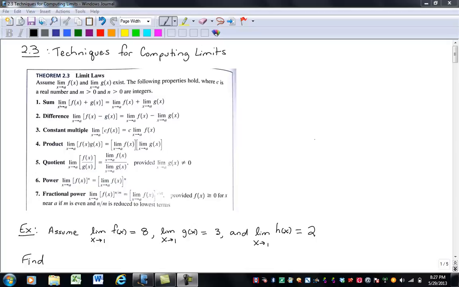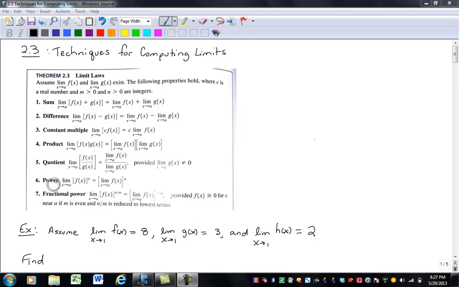You can take the limit where you add things. You can take the limit around where you subtract. If you multiply a function by a number, you can take the number outside the limit. Just take the limit of the function. If you take the product of two functions, you just multiply the two limits. The quotient of two functions, you divide the two limits. Now this part here, provided that g of x isn't equal to 0, this just makes the fraction make sense, because you can't have 0 on the bottom of a fraction.